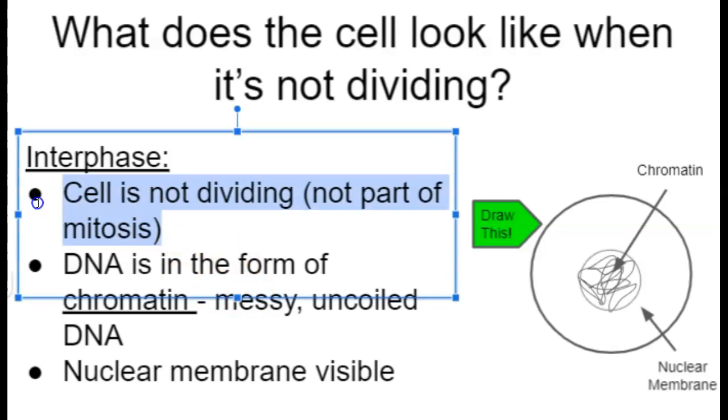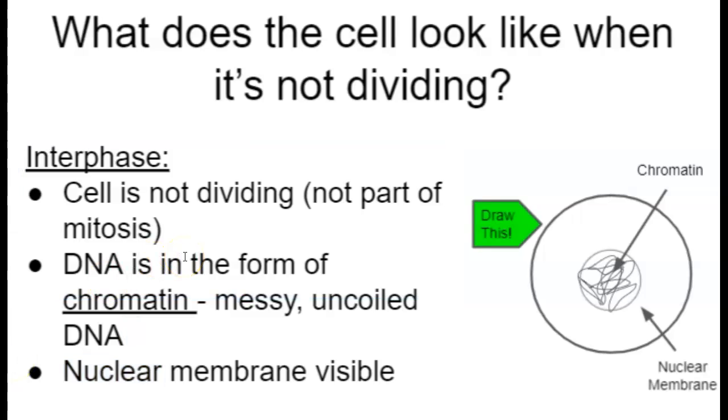So we already wrote down this top bullet point. We're going to write down the next two. When the cell is not dividing, the DNA is kind of all messy. We're going to say the DNA is in the form of what we call chromatin. Messy, uncoiled DNA. I like to think of this as just a big pile of yarn. Okay, that's kind of what DNA looks like. It's long strings, and it's not organized into chromosomes yet. Chromosomes are when it's nicely neat and organized.